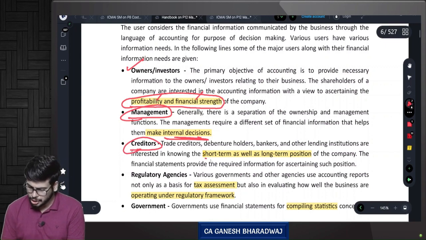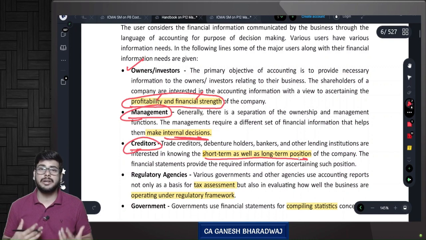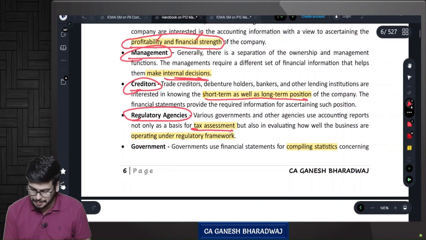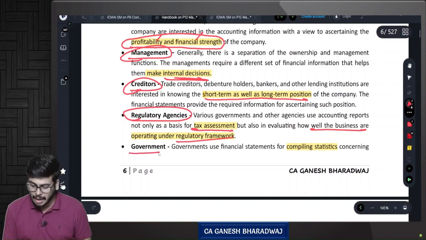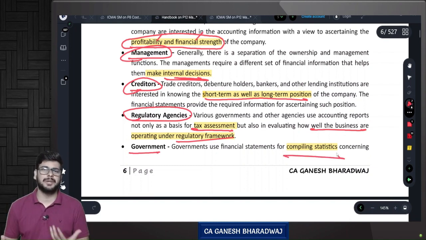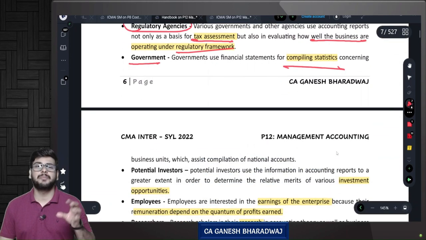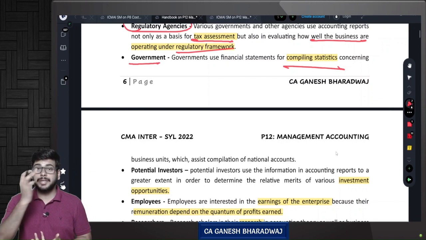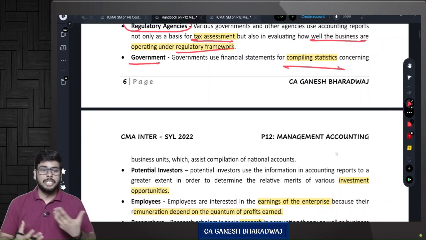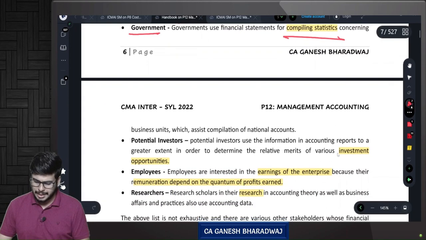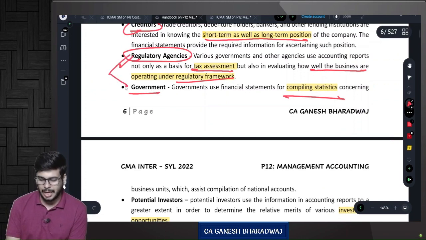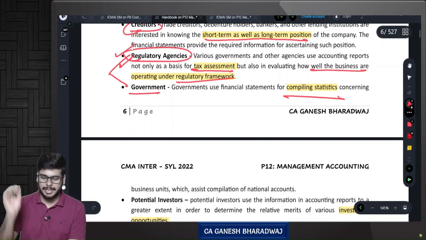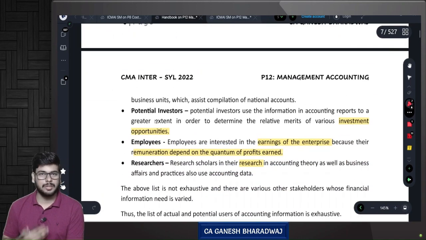Creditors, why do they need accounting information? To assess the short-term as well as long-term position of the company, so that you know the creditworthiness of the company. Regulatory agencies, the income tax department, the GST department: why do they need to know? For tax assessment and to see how well the business is operating under the regulatory framework, that is, compliance. Government in general needs it for compiling statistics, such as how many companies there are in our country and how many are unicorn startups. You know what a unicorn startup is? A company that has a valuation of $1 billion or more is called a unicorn startup. So many parameters for compiling statistics the government might use, apart from the taxation and regulatory aspects. Technically, both are part of government only. They have segregated the regulatory agencies and government separately. Clear?